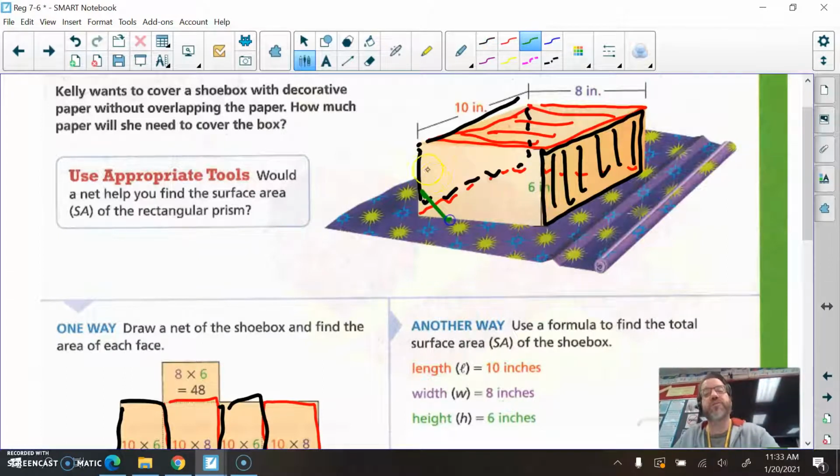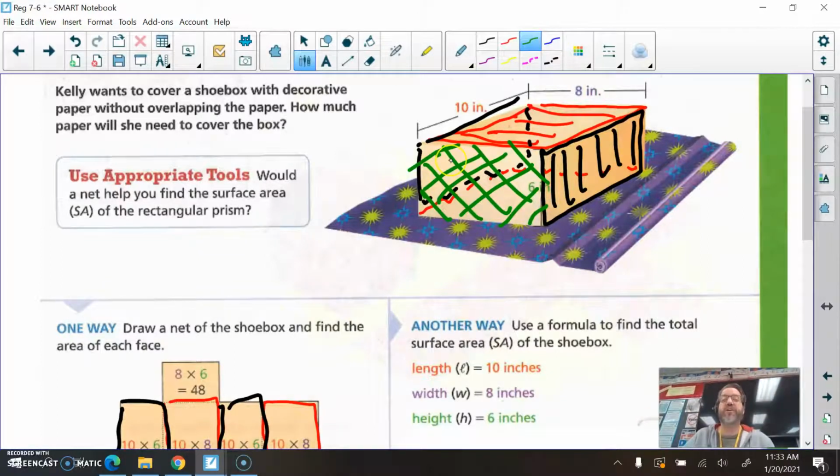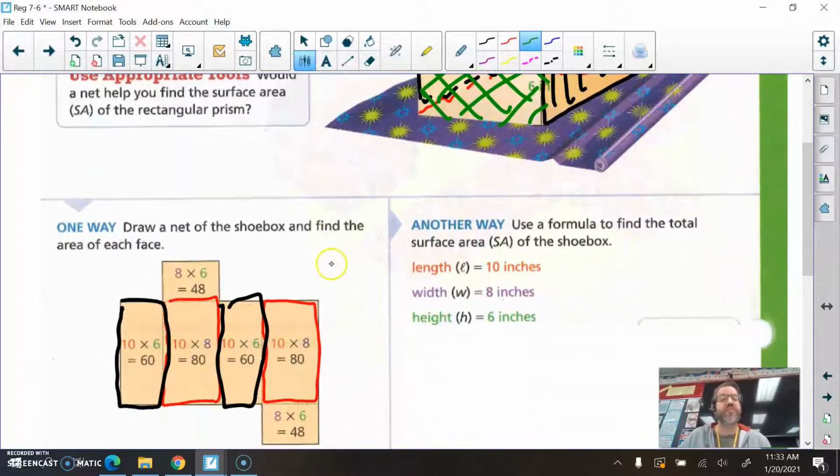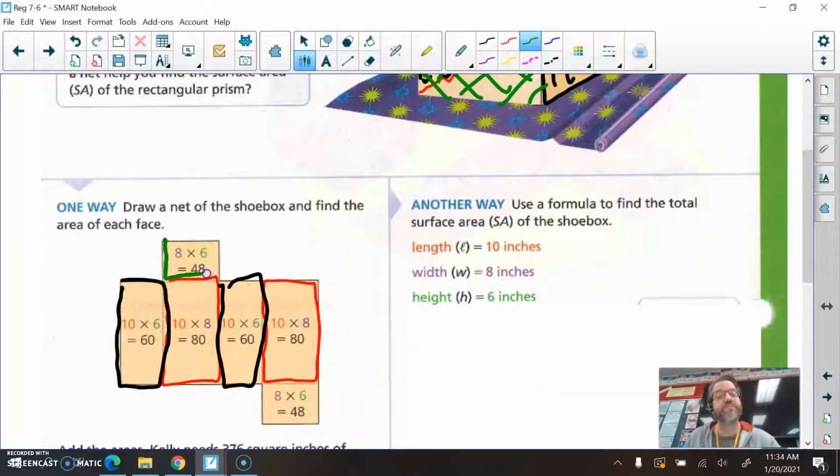Like here's the front right here. I'll just shade it in here. Maybe I'll go like this so it really shows up well. And its dimensions are 8 inches by 6 inches. And the back side is also 8 inches by 6 inches. And that's what you see here and here. Those are the two sides that are 8 by 6 inches.